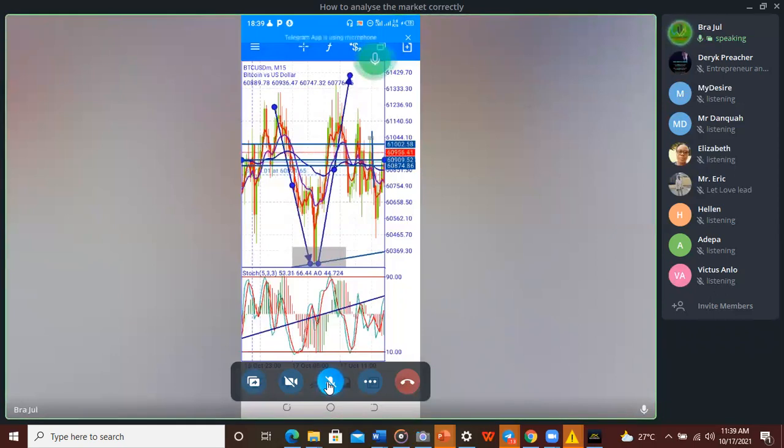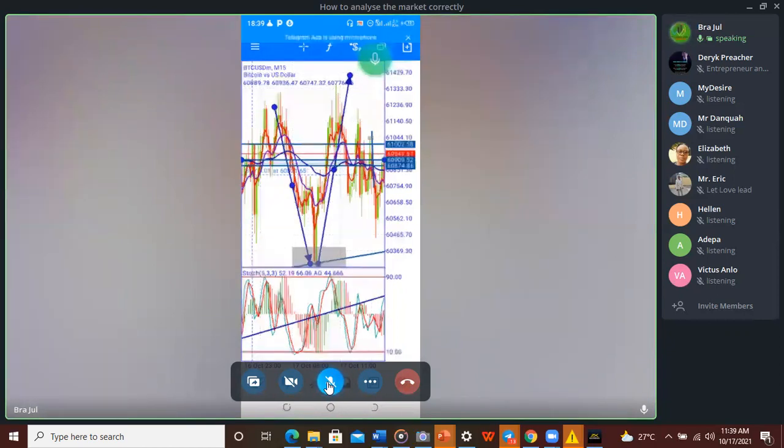So the R is to R is what? The risk to reward ratio. And the risk is the amount you want to place on the trade. For a particular trade, you have analyzed the gold, the XAU USD, that is the gold.